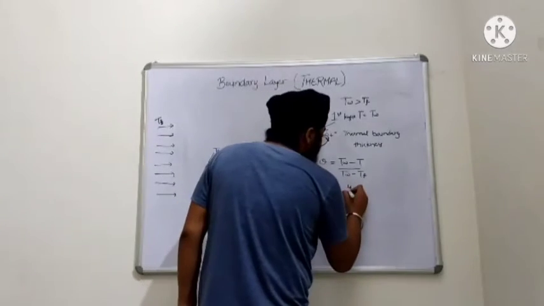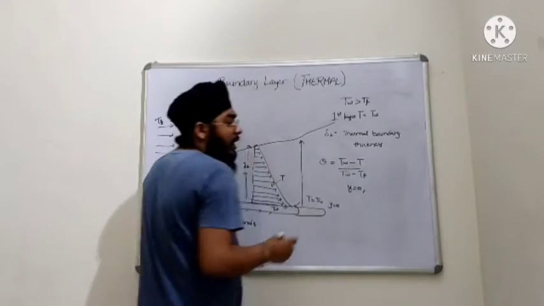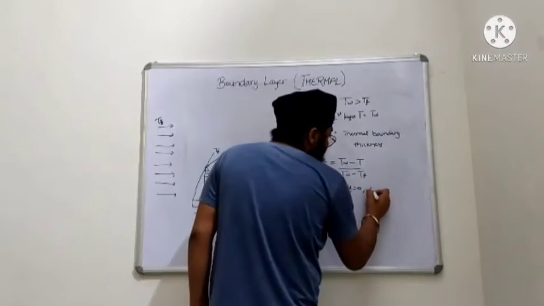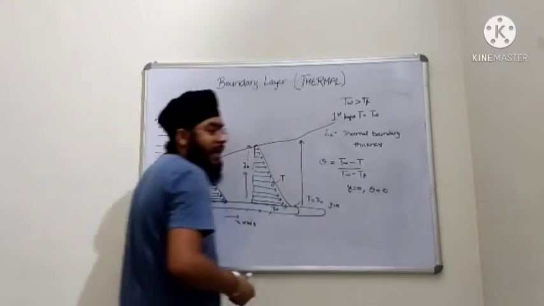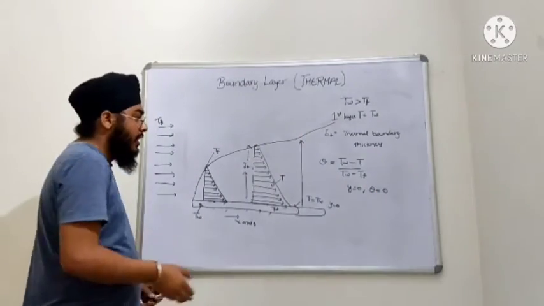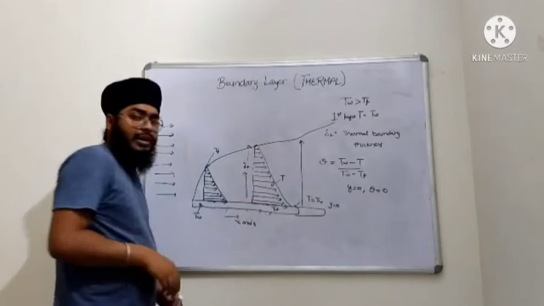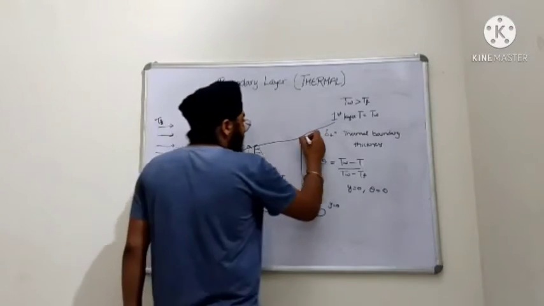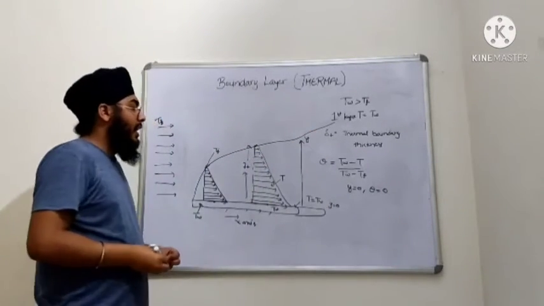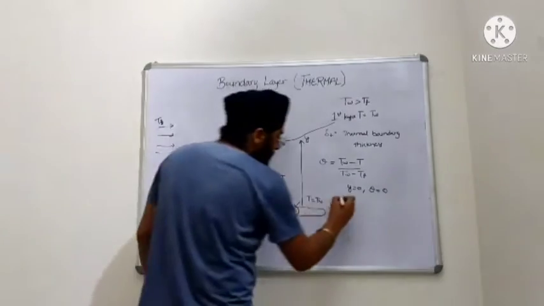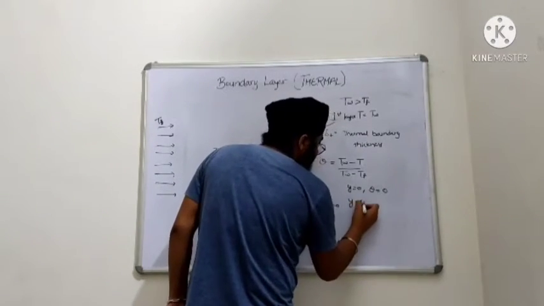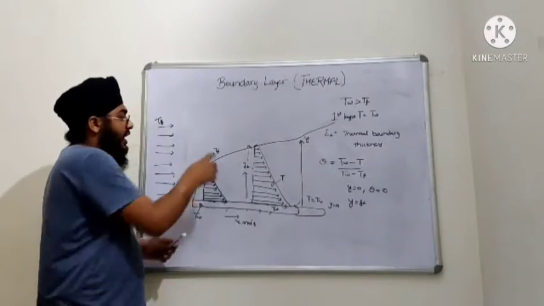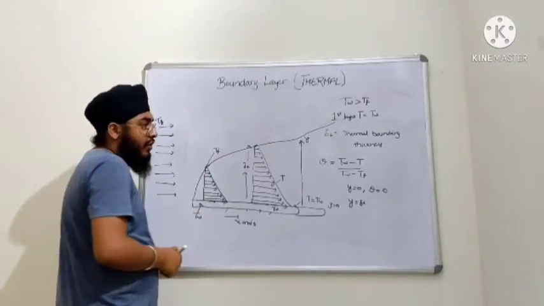So at y equal to 0, when we put T equal to Tw, we will get theta equal to 0, as Tw minus Tw is 0. Now as we move further away, at y equal to delta T, we see that the local temperature here is equal to the temperature of the fluid.